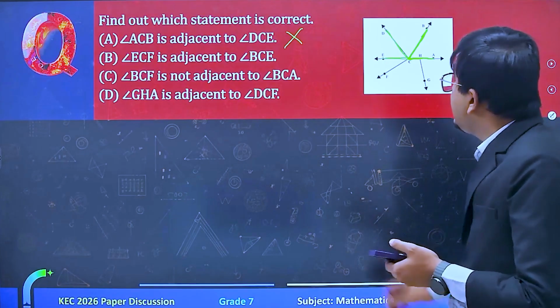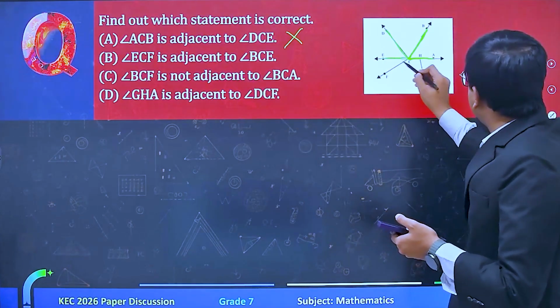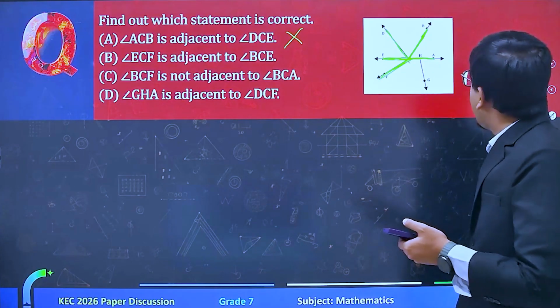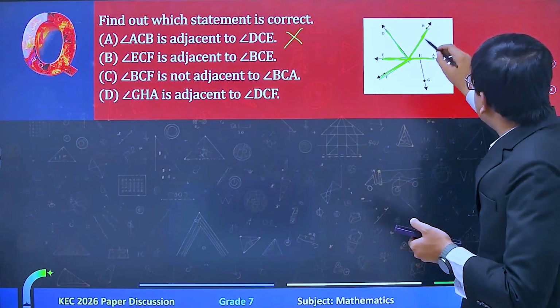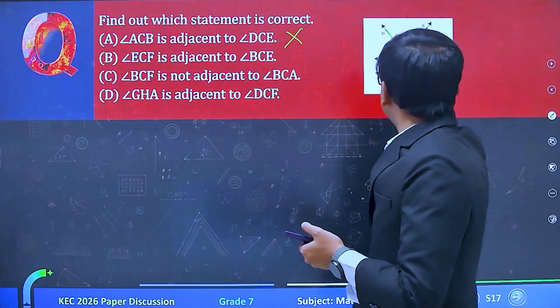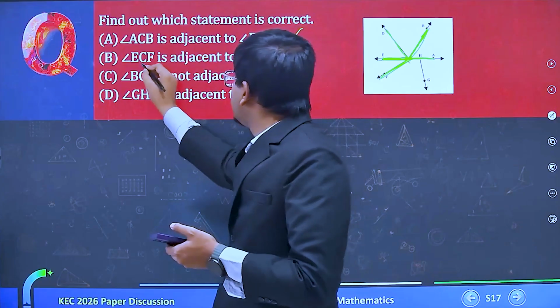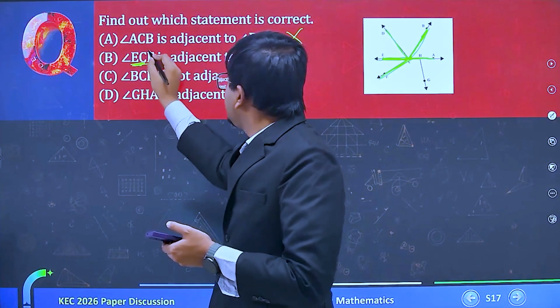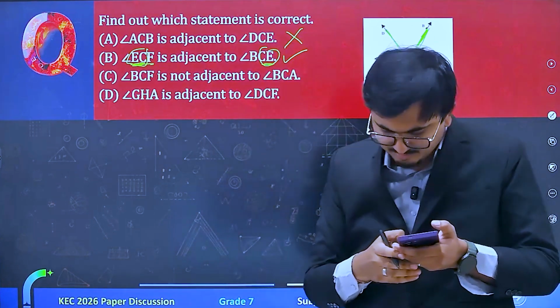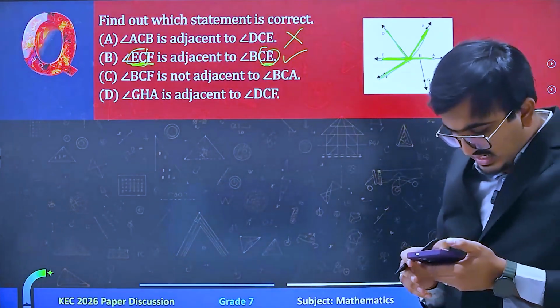Next, ECF and BCE. This one. ECF and BCE. Yes. Which is the common arm? CE. You can also see it here. CE is the common arm in both of them. That's it. B is the correct answer. Perfect. Understood, guys?